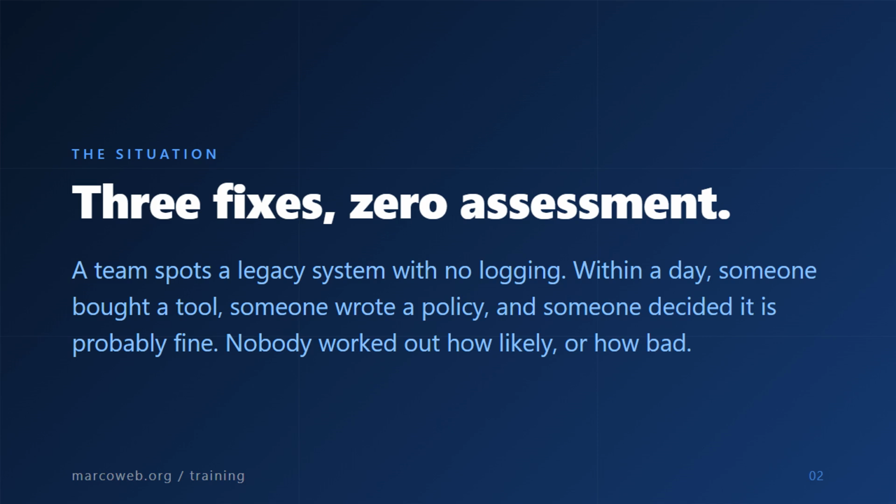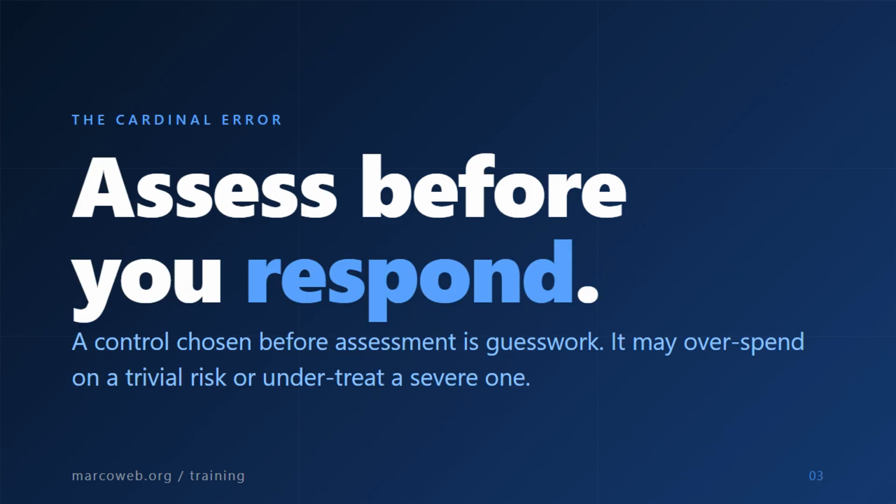Here is the situation. A team spots that a legacy system has no logging. Within a day, someone has bought a logging tool, someone else has written a policy, and a third person has quietly decided the whole thing is probably fine. 3 responses, and not one person has worked out how likely a problem is, or how bad it would be. They skipped assessment. And that is the cardinal error.